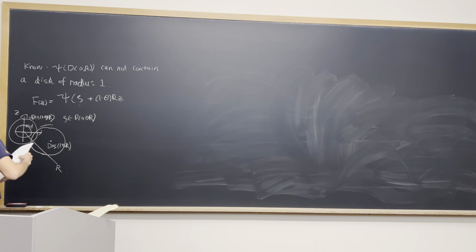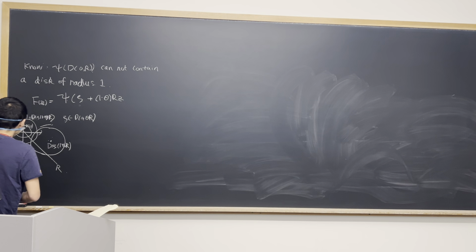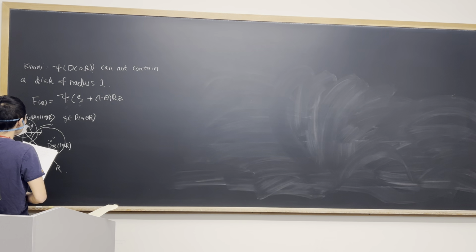Okay, let me check. So this is the input for this F: any z here. After a dilation, it becomes somewhere here. After you add the shift, it becomes somewhere here. And then you apply the phi to it.